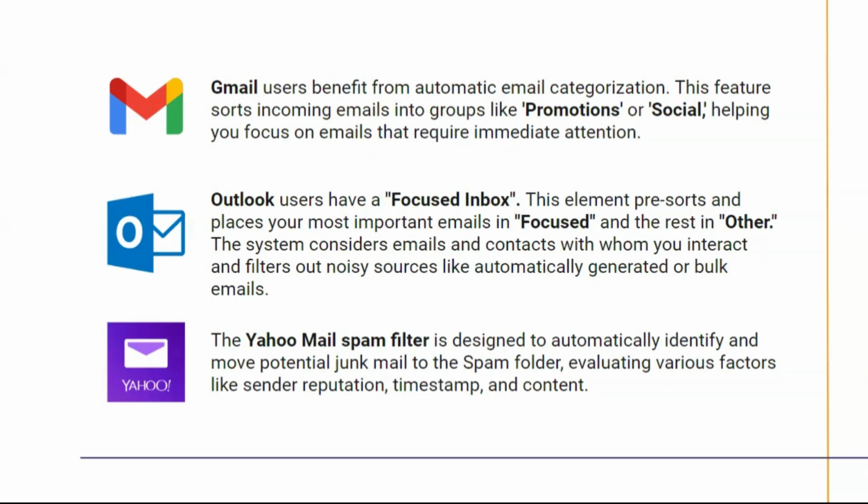The second option you have, in the case you use Outlook, is the focused inbox. This element pre-sorts and places your most important emails into focus and the rest into other. The system considers emails and contacts with whom you interact and filters out noisy sources like automatically generated or bulk emails. And lastly, the Yahoo Mail spam filter. This one is designed to automatically identify and move potential junk mail to the spam folder. The factors that are taken into consideration are things such as sender reputation, timestamp, and also the content.